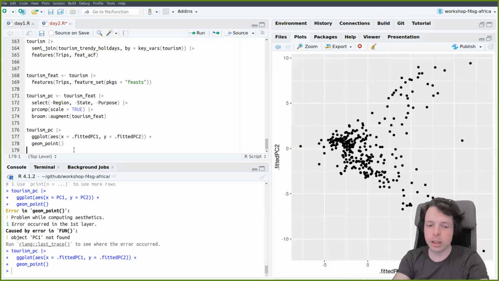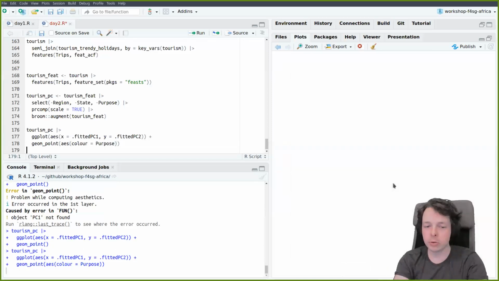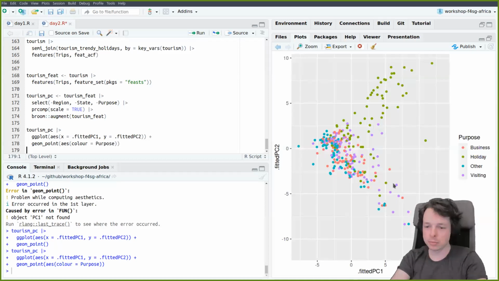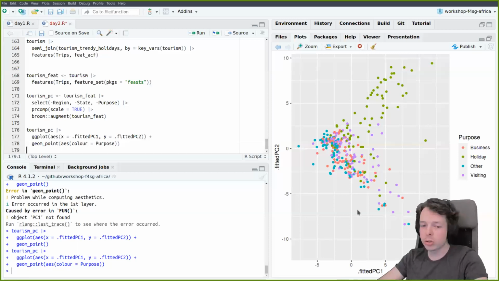What will be more useful is to add some color. Maybe some of these principal components relate to the purpose of travel, for instance. So just like we did before with the trend and seasonal features, let's color this by the reason they came to Australia. Now we have something interesting. You can see that the first two principal components, PC1 and PC2, have separated out the holiday travel from the other reasons of visiting. So there's probably a lot of seasonality embedded in principal component 2, because vertically, the high seasonal values are separated from the low seasonal values.